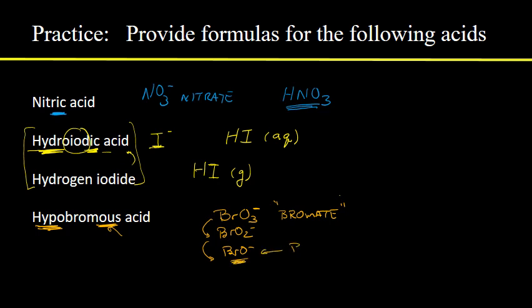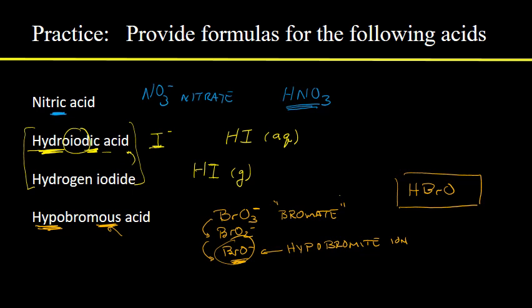So that means this acid is based on the hypobromite ion. And if we want to take this hypobromite ion and make an acid out of it, it's got a charge of -1, so we have to add 1 hydrogen to it. So HBrO would be the formula for hypobromous acid.